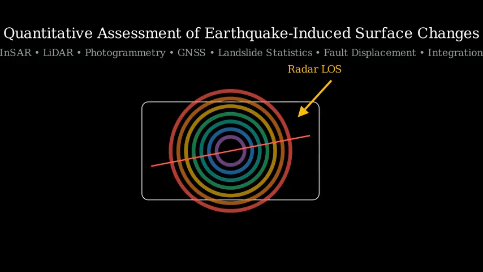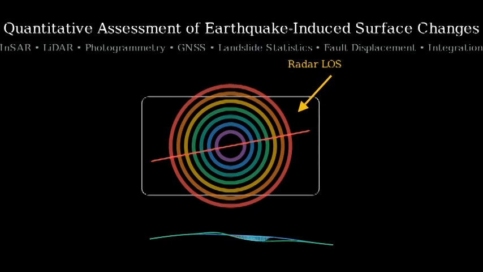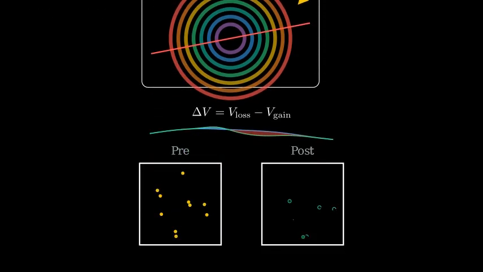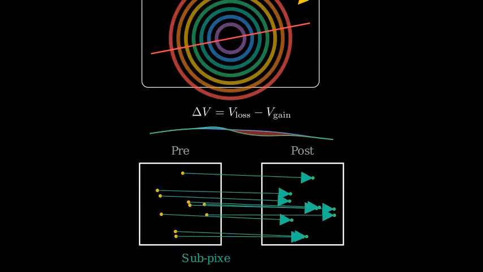Next, high-precision topography from LiDAR lets us compute volumetric change. Here is the idea in a cross-section: a slope before the earthquake and the same slope after, with erosion and deposition shaded. Subtracting digital elevation models gives delta V, the difference in volume. Photogrammetry tracks visual features to estimate displacement fields. We correlate recognizable pixels between pre- and post-images to measure shifts with sub-pixel precision.